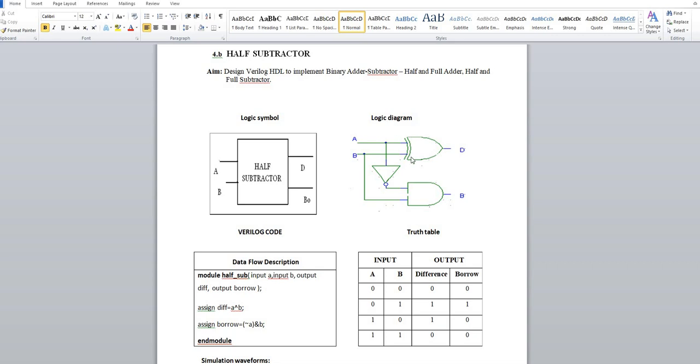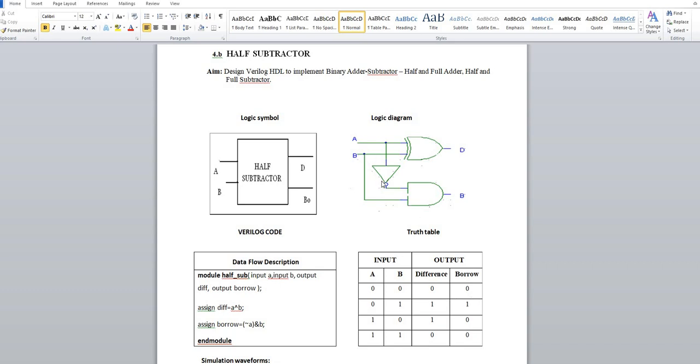So the logic diagram represents the difference with the XOR gate, because the logic of performing the difference, that is 1 minus 0 will be 1 or 0 minus 1 will be 1. Since the difference obeys the logic of the XOR gate, we are using the XOR gate to provide the output.